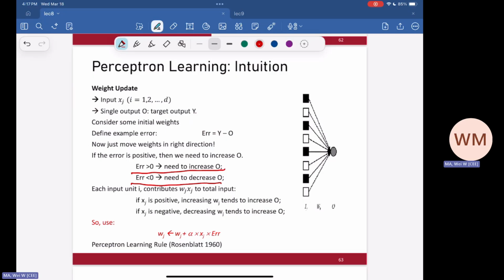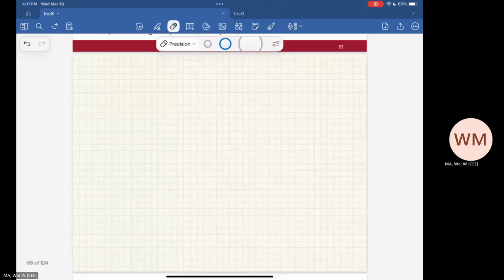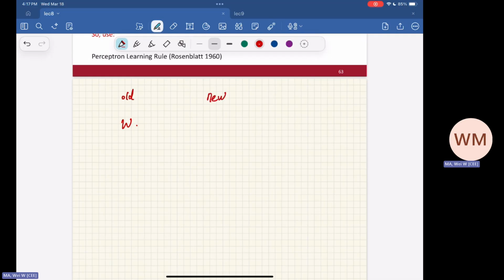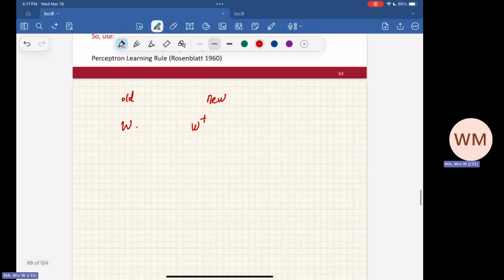People thought of a very smart idea: you can either add or subtract x to w. Let me do some proof. Here I say that w is the weight, the old w. What I can do is calculate the new w, which is w plus, let's say we define it as w plus x.